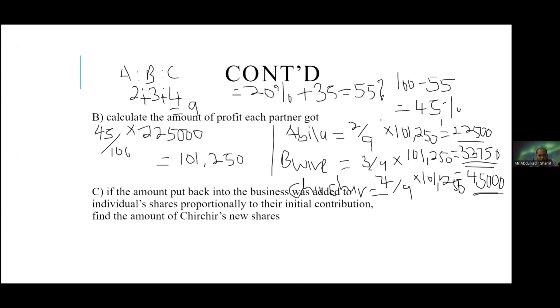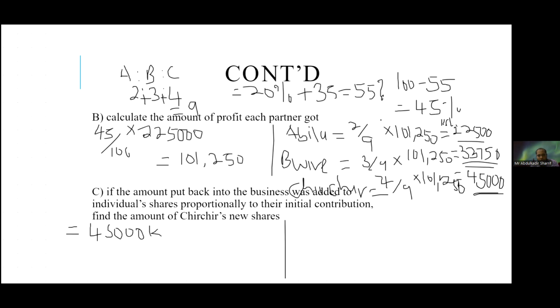Okay. So for the last question, you've been told the amount put back into the business was added to each individual's share proportionally to the initial contribution. So find the amount of Churchill's new share. Very easy. First, the amount that was put back into the business, we calculated it was 20% of 225,000, which we got to be 45,000 shillings.